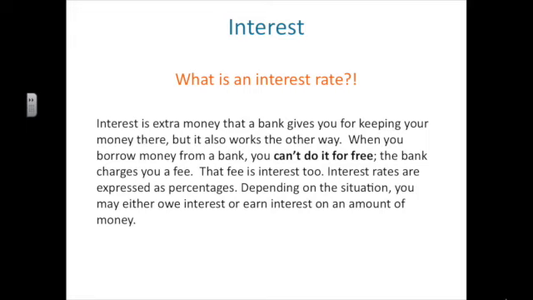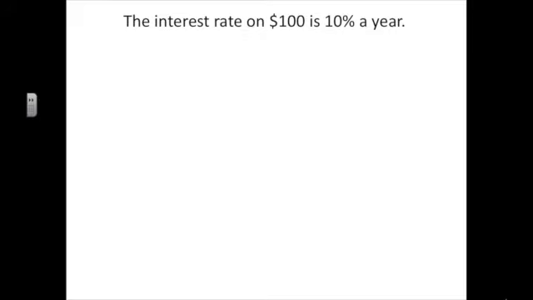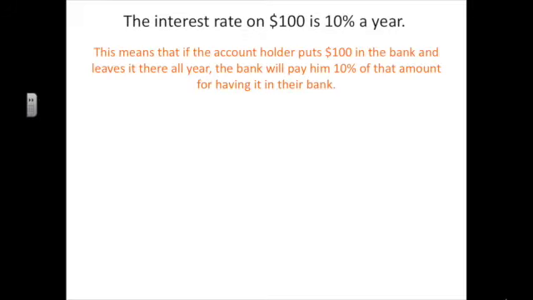Now that we've gotten that bulky definition out of the way, let's discover a few new terms as we solve an interest problem. The interest rate on $100 is 10% a year. This means that if the account holder puts $100 in the bank and leaves it there all year, the bank will pay him 10% of that amount for having it in their bank.